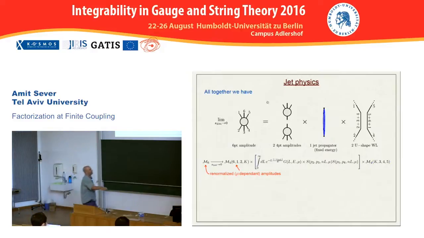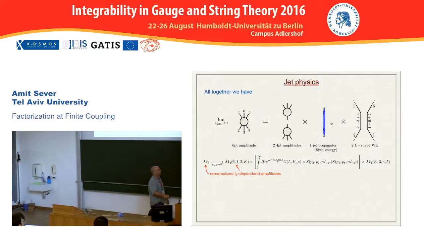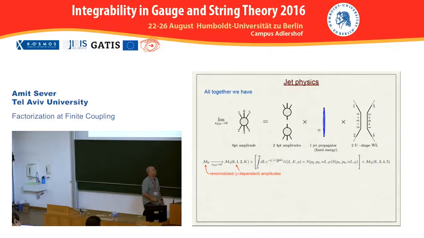So we started here with a 6-point amplitude, and the claim is that in this limit it's factorized into two 4-point amplitudes times one jet that propagates and captures all the hard collinear physics, times two U-shaped Wilson lines that capture the soft IR divergences coming from the two sides of the on-shell particle. In equations, we claim that M here is the renormalized amplitude that depends on the cutoff. In this limit, the amplitude factorizes into two 4-point amplitudes, M4 on the right and M4 on the left. Here we have the jet times the two U-shaped Wilson lines.